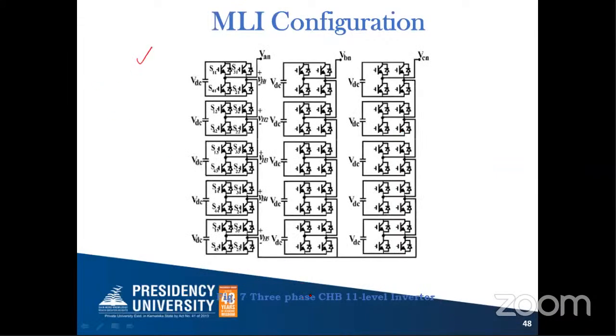This is a three-phase cascaded H-bridge 11-level inverter. So 11 level means how many sources are we having? 1, 2, 3, 4, 5 sources. With 2S plus 1, if you substitute S equal to 5 here, you will get the number of levels, output voltage, equal to 11 levels. This is the configuration usually used in medium voltage drive applications. So I want to control this inverter at a wide range of modulation index. That is my point here.